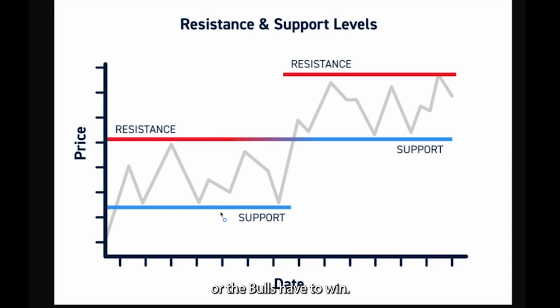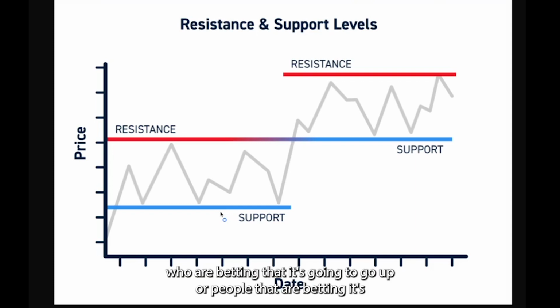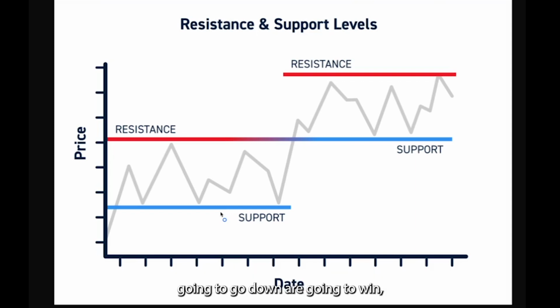And again, someone has to be a winner. The bears or the bulls have to win. So people who are betting that it's going to go up, or people who are betting that it's going to go down, are going to win. It's going to be one or the other.